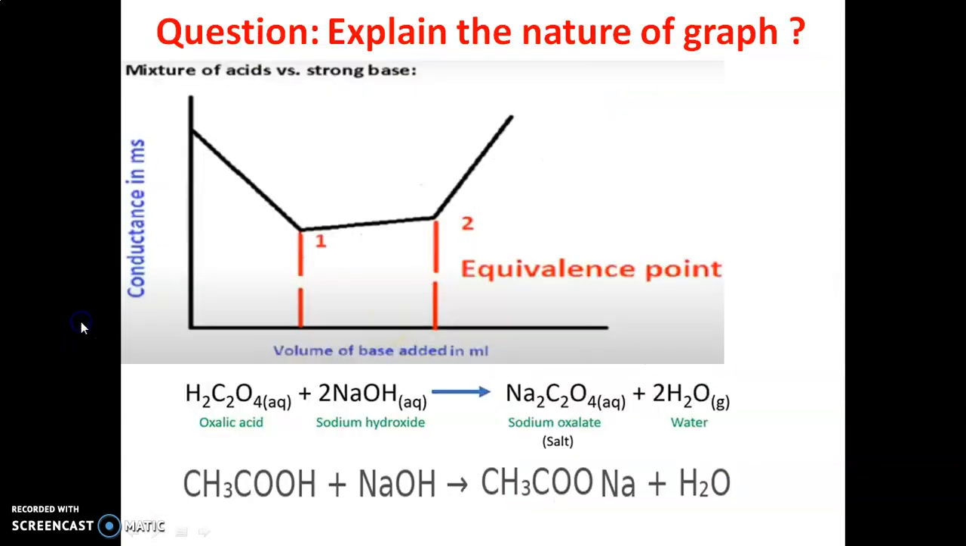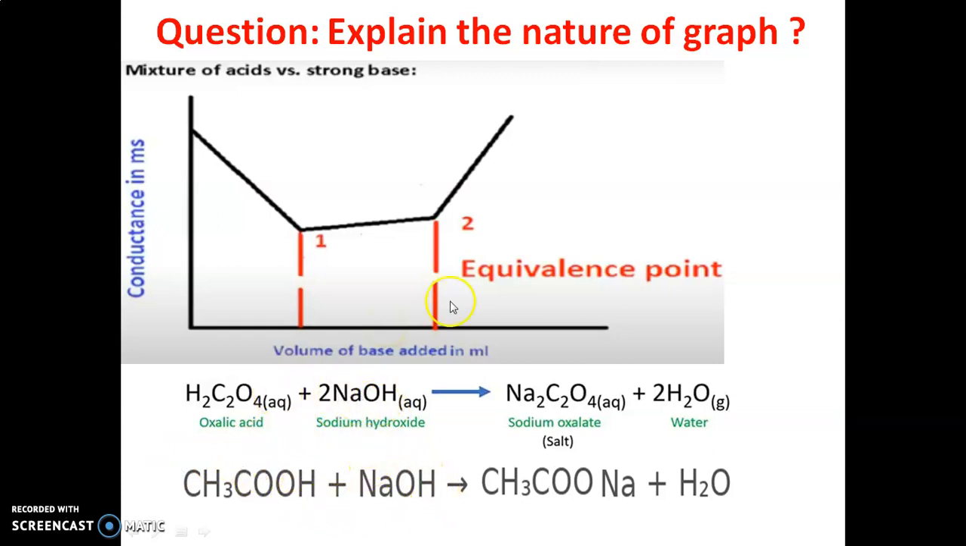Next, second: explain the nature of the graph. During this titration, in the beaker we are taking oxalic acid and acetic acid, and in the burette we are taking sodium hydroxide. Therefore here we will get two equivalence points. This is the first equivalence point, this is the second equivalence point. Means here two reactions take place. The first reaction is oxalic acid versus sodium hydroxide. The second reaction is acetic acid and sodium hydroxide.